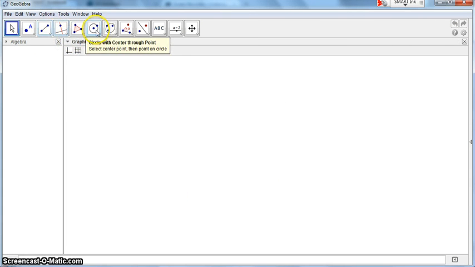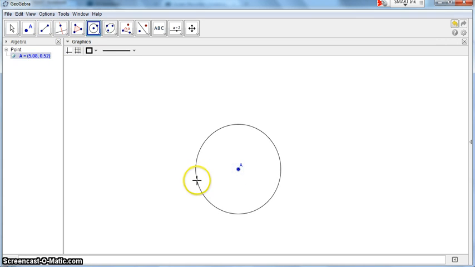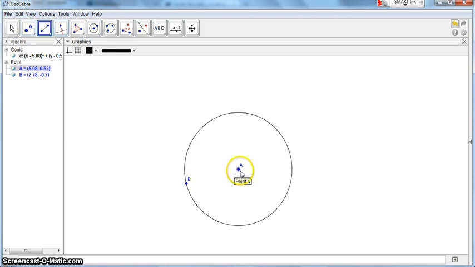Okay, so we need an isosceles triangle. The easiest way to do that, I'm going to make a circle, create a radius, and then any other radius that we make will be guaranteed to be the same length. So this will make our isosceles triangle for us.